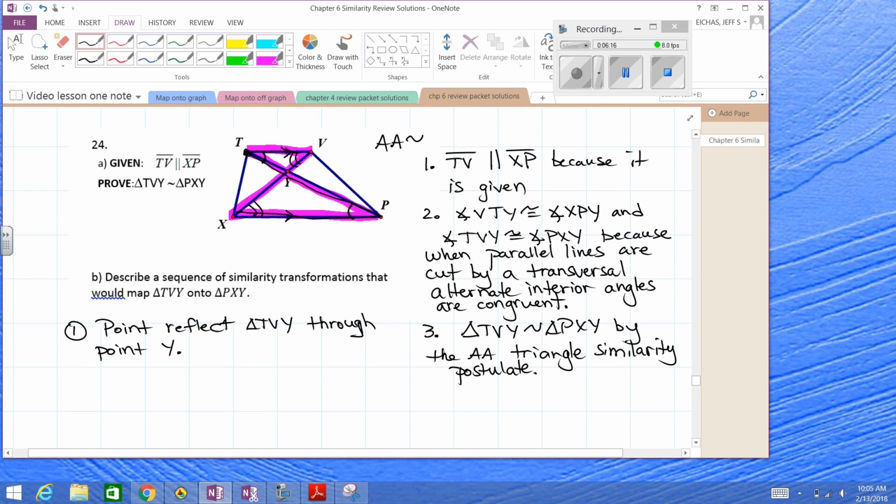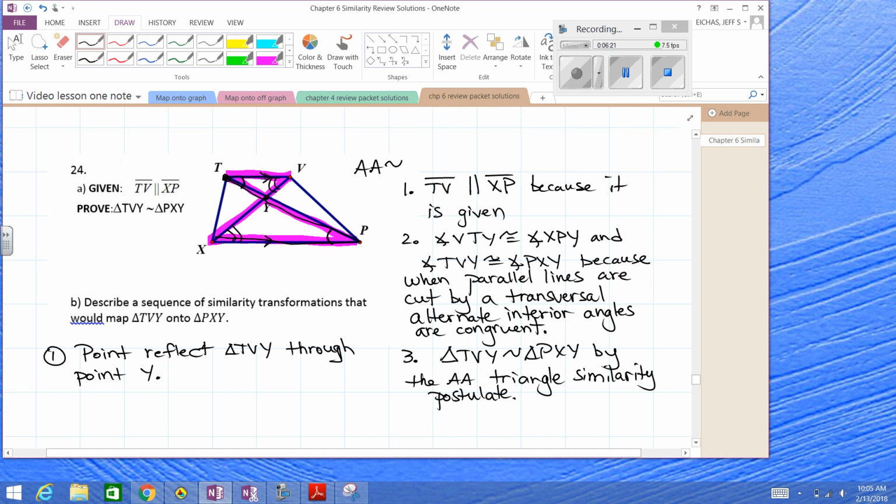Here's what that's going to accomplish. T, when we point reflect, we go straight through the point the same distance away. So whatever TY is, that distance is going to go right there. So this is where T prime lands, so that those are the same. V is going to do the same thing. V is going to land right there. And we're going to get that new triangle. Then all we got to do is dilate it centered at Y.